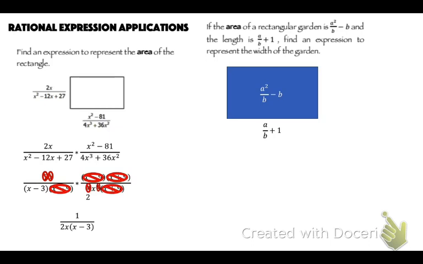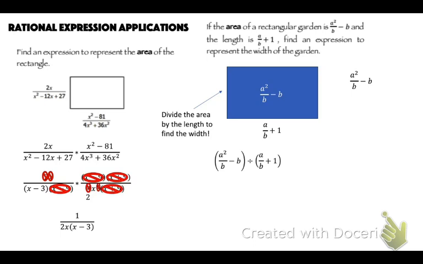Normally, we'd just do length times width equals the area, but now we have the area. So to find the width, we're just going to divide the area by the length. So we're going to do a squared over b minus b divided by a over b plus 1. Okay, and we just need to make that first parentheses one fraction.